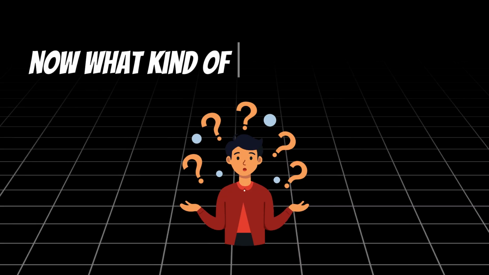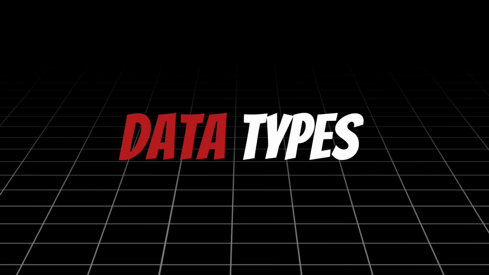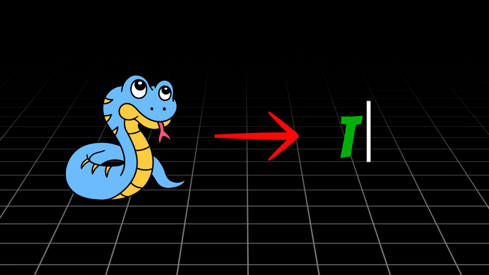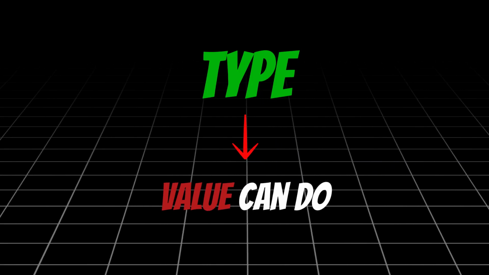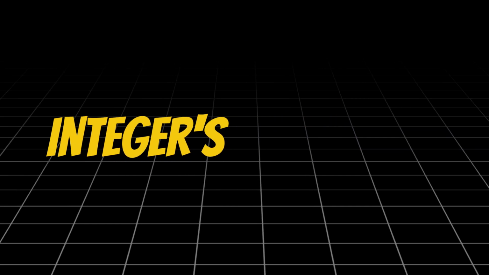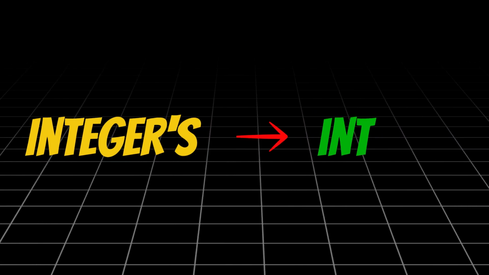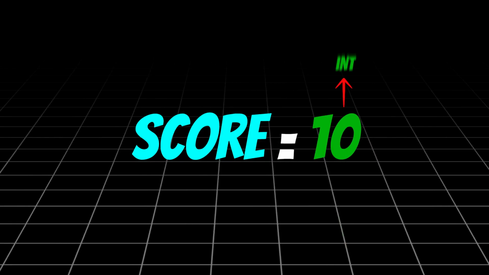Now, what kind of values can we actually store in these variables? That brings us to something very important: data types. In Python, every value has a type, and these types decide what the value can do and how it behaves. Let me show you the most common ones you will use as a beginner. First, we have integers, also called int. These are just whole numbers like 1, 2, 100, or even -50. If you write score equals 10, Python sees 10 as an integer.